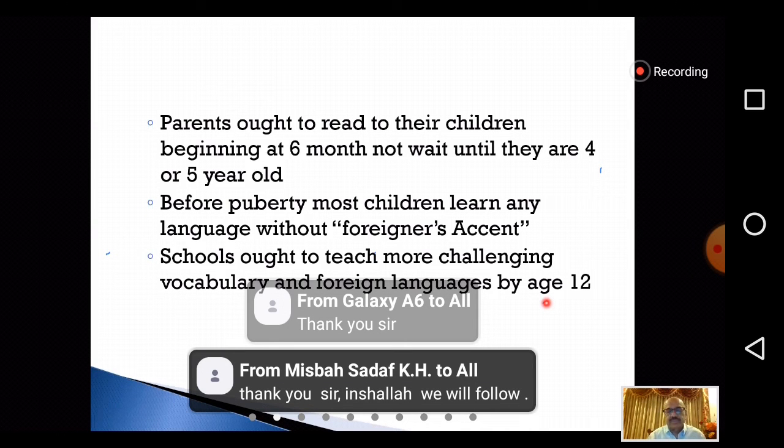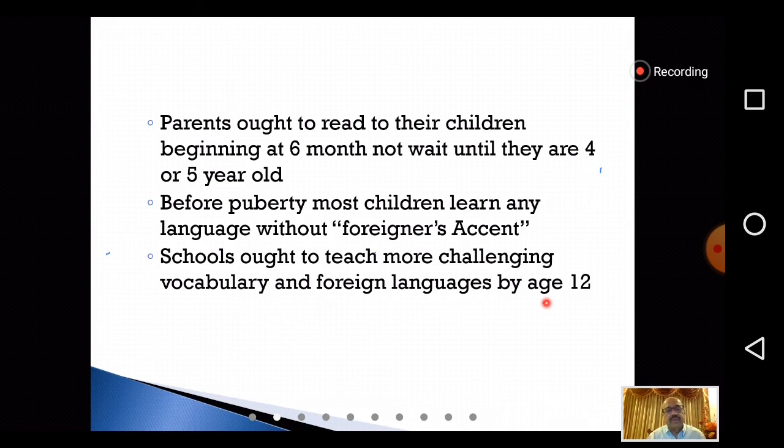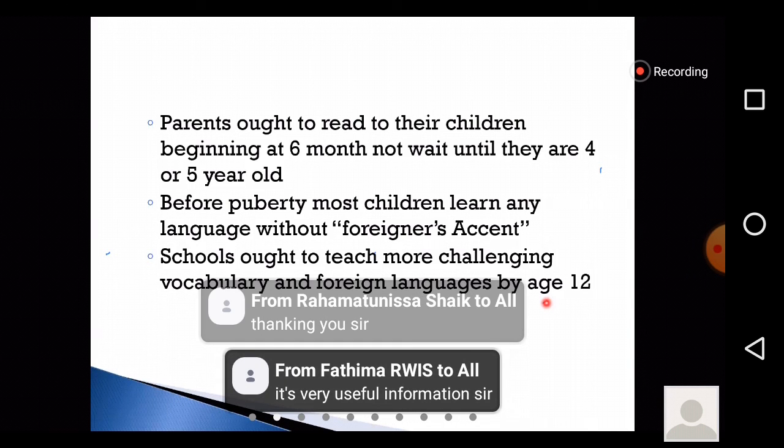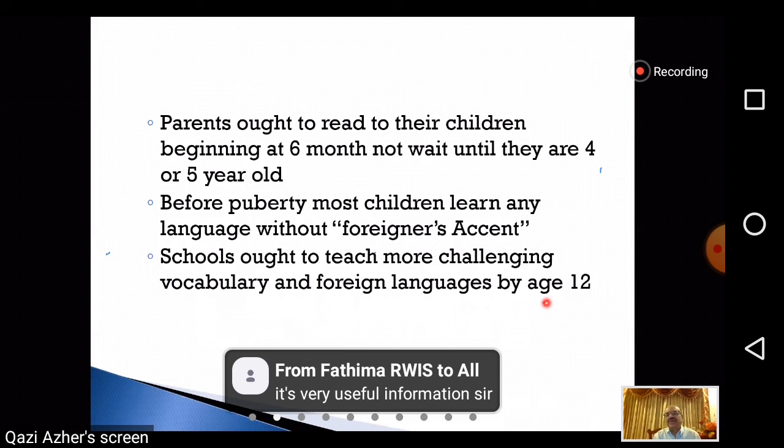Okay. Go ahead. Yeah, they want your suggestion. Which app or website is good for the primary students? Which application?